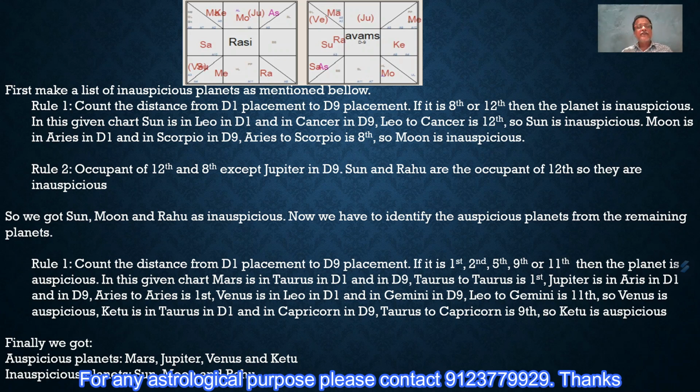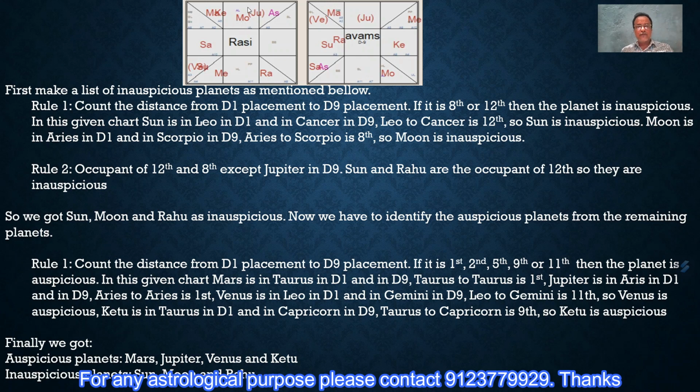In this given chart, Sun is in Leo in D1. Please follow my cursor. In D1, Sun is in Leo. Here, please follow my cursor. And in Cancer in D9, please follow my cursor. Sun is here in D9. So Leo to Cancer is 12th. So Sun is inauspicious.